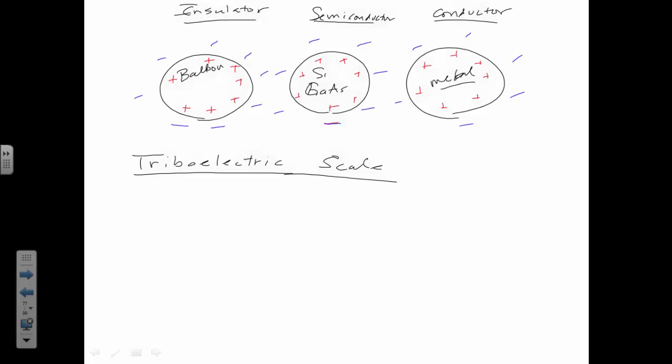Question: so it's always electrons being transferred? In reality, yes, because your protons are part of the nucleus, and the nucleus isn't what's going to move around. It's always your electrons that are going to be transferred.